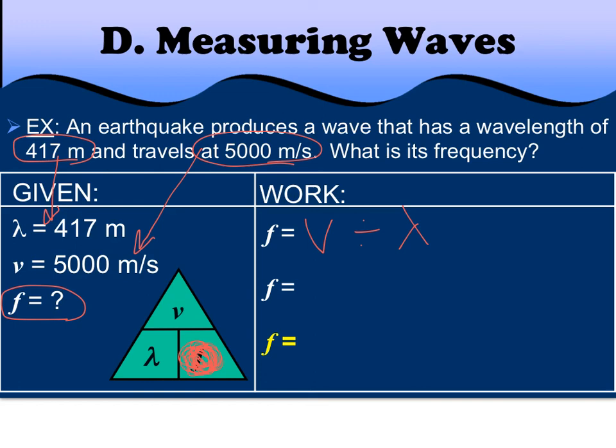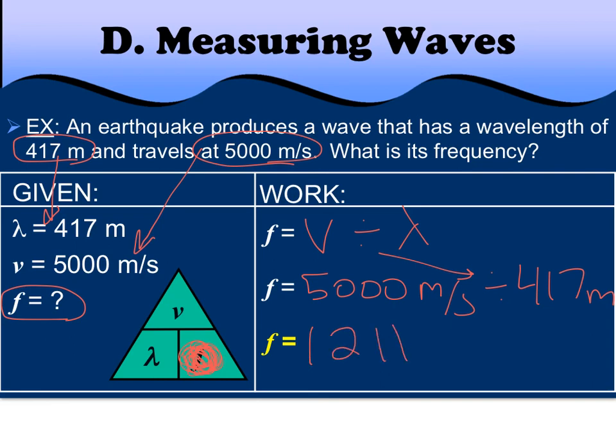We know that the velocity is 5,000 meters per second. Again, I'm carrying down the dividing sign, so we know what I'm doing. We divide it by the wavelength, which is 417 meters. Remember, wavelength is the distance from the crest to the crest of the wave. So what did you get? The answer for the frequency in this problem is 12 hertz.